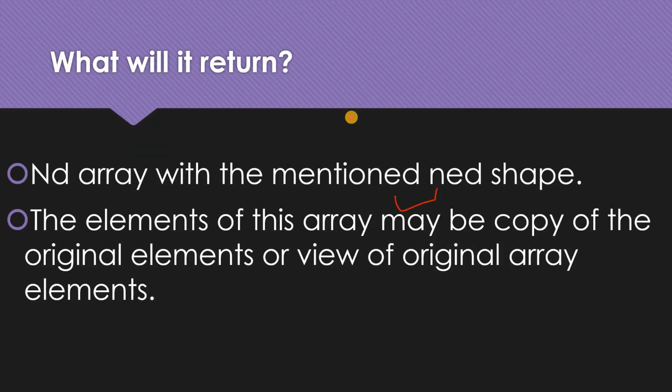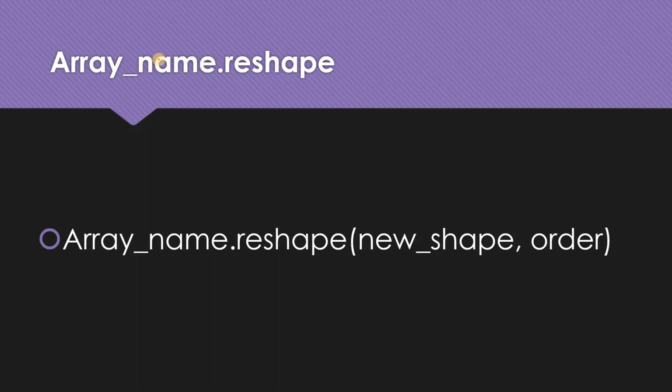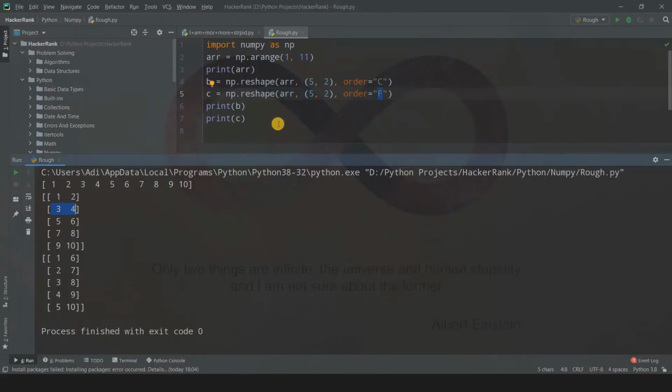Fine. I think that was enough about it. Now let us see one more way. So basically there is one more way for using this reshape function. That is array name dot reshape. Basically what it means is array name dot reshape new shape and order. I'll explain the difference as well. You don't have to worry.